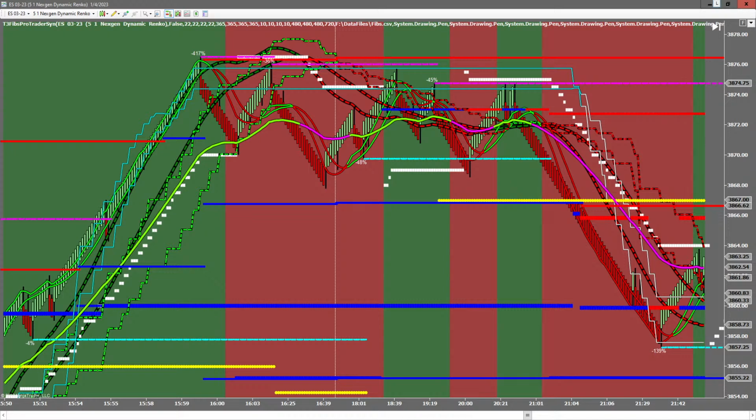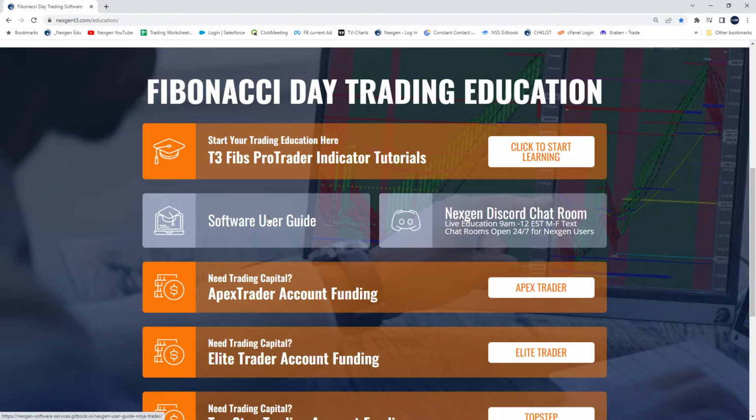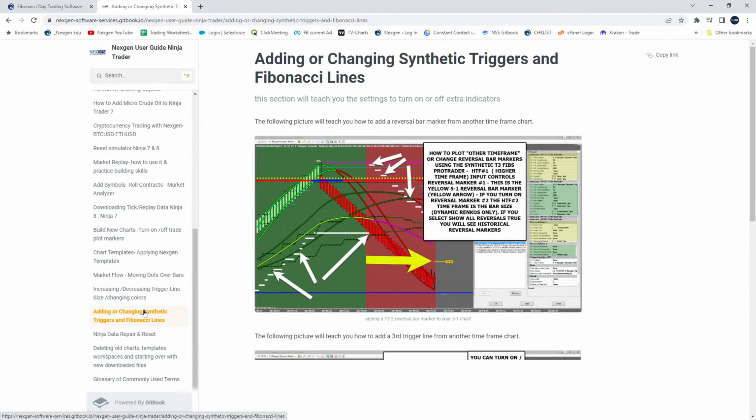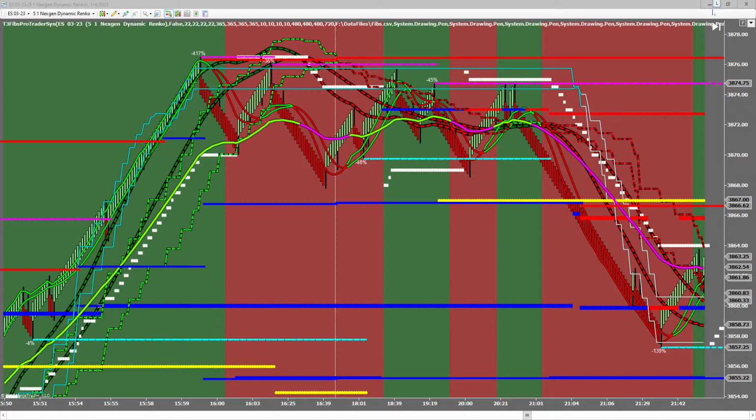Just so you know how to do it yourself, because I think self-sufficiency is a really cool thing. Just in case, I know 97% of men aren't going to read directions, and like half the women don't either, so don't feel bad. But just in case you do get the urge to read directions, there are directions on how to change your charts and add synthetic trigger lines and synthetic fibs and markers and all sorts of stuff. We have templates for it that plot the things, but just in case.